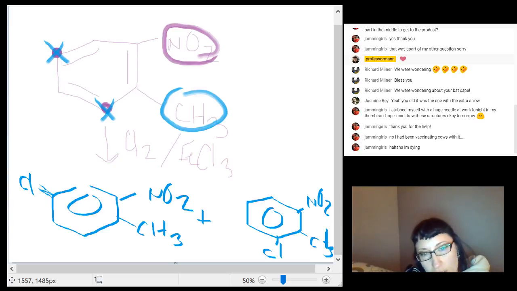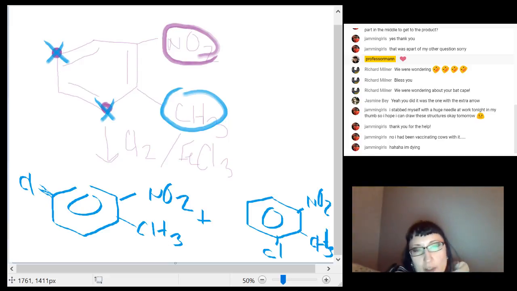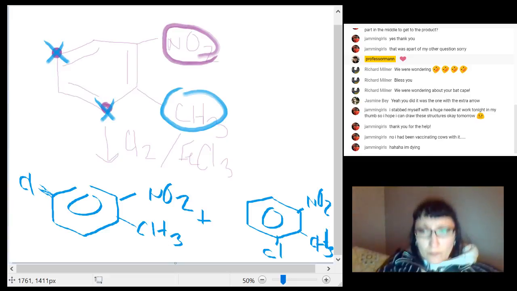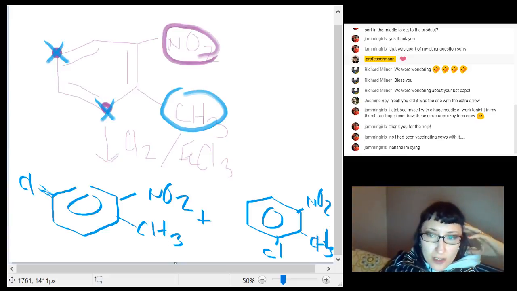So when you're doing these, especially these electrophilic aromatic substitution reactions, you can just kind of think about the directing groups and couple them on top of each other. So, just another thing to think about.